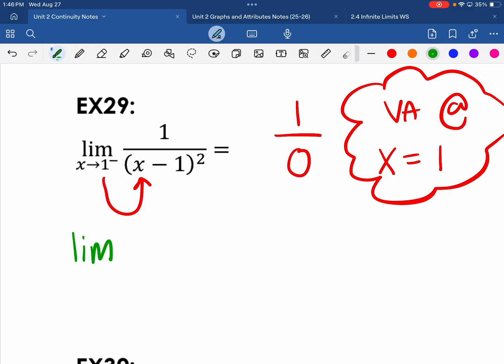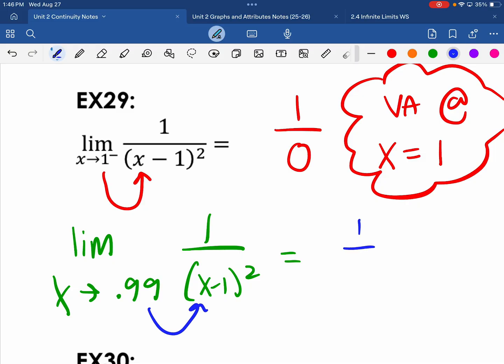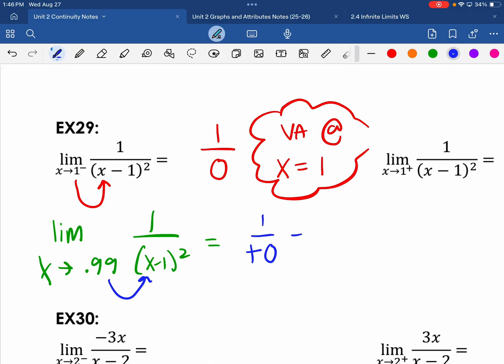Okay, now if I'm thinking of a number really close to 1 on the left side, 0.99, and I plug that in here, what is 0.99 minus 1? Why is it positive? Because it's squared. Squared will make everything positive. So this is going to be a positive 0. What else will make everything positive? Absolute value. Yes, absolute value. That's still a thing. All right, so this answer is going to positive infinity.